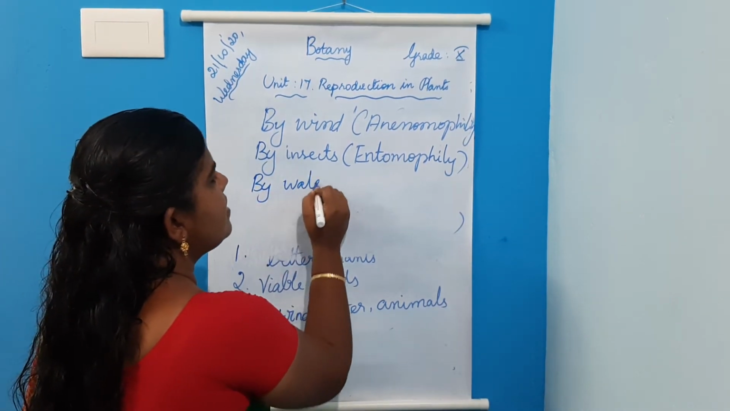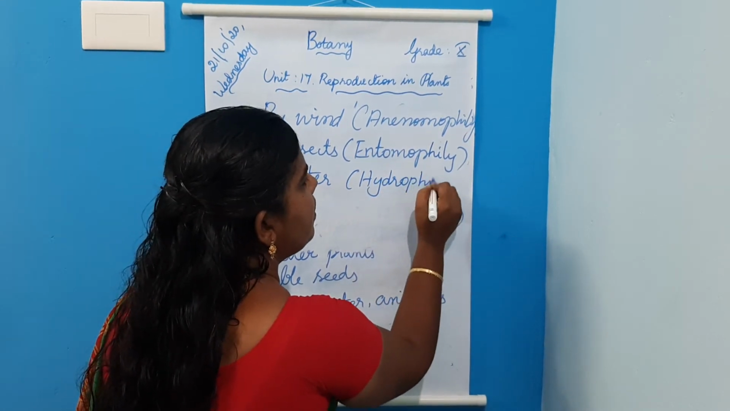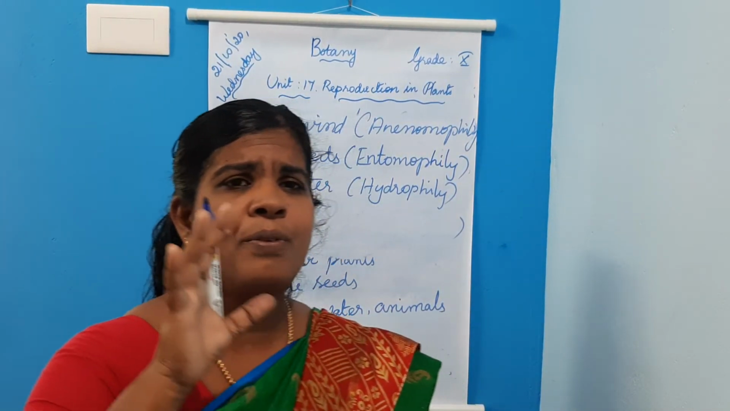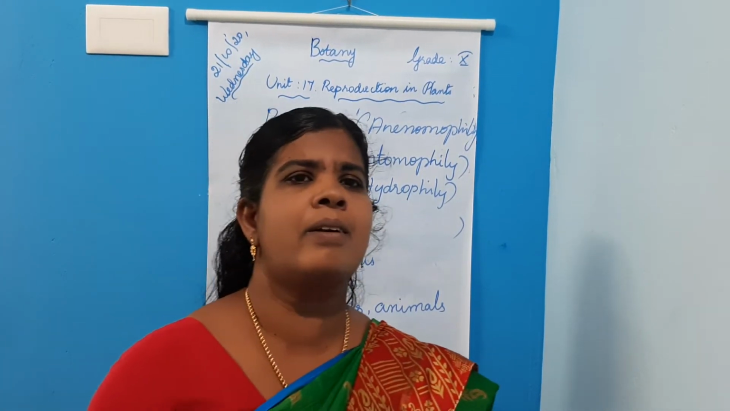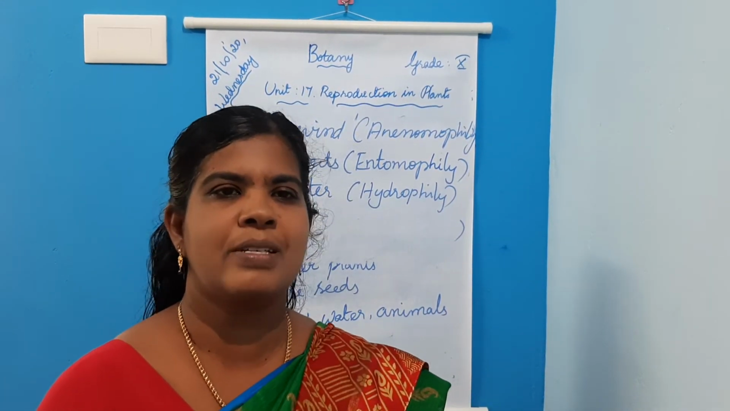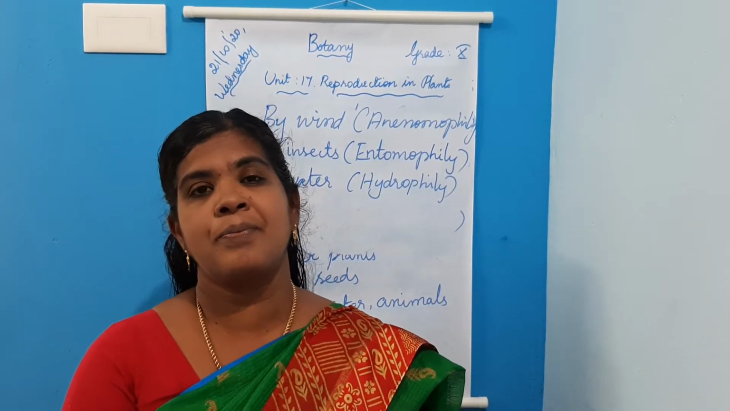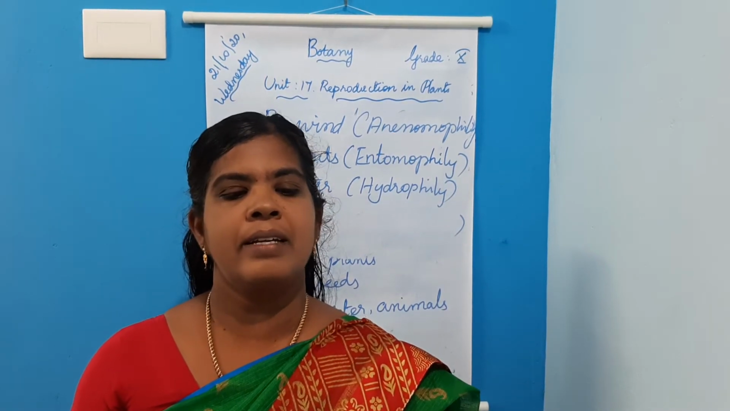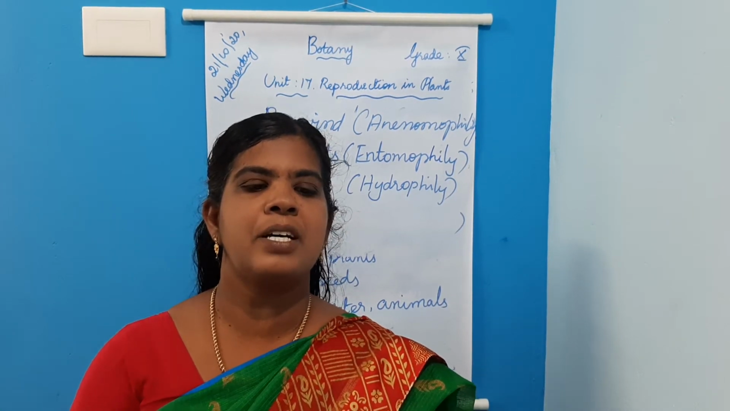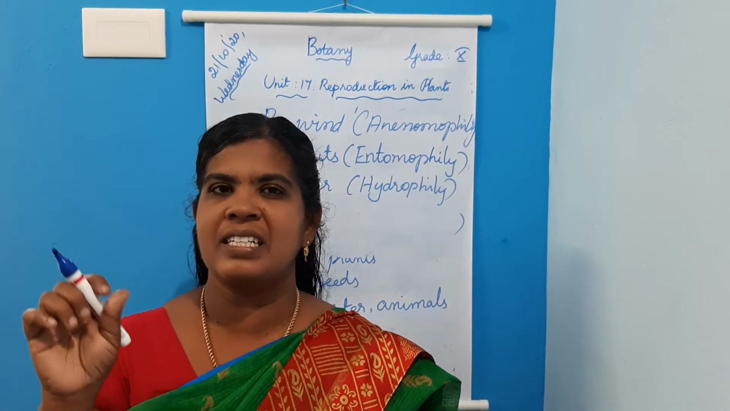Now, pollination by water. It is also known as hydrophily. Hydro means water. Pollination by water is also called hydrophily. So, flowers which are pollinated by water are called hydrophilous flowers. These flowers also possess certain characteristic features. Pollen grains are produced in large numbers, and they float on the surface of the water till they land on a stigma.